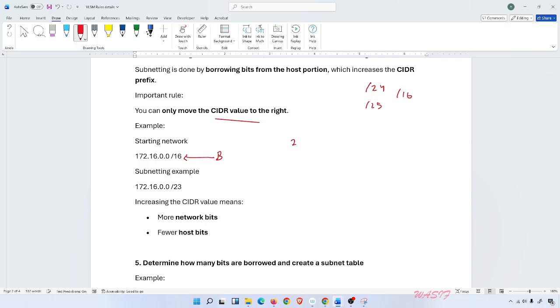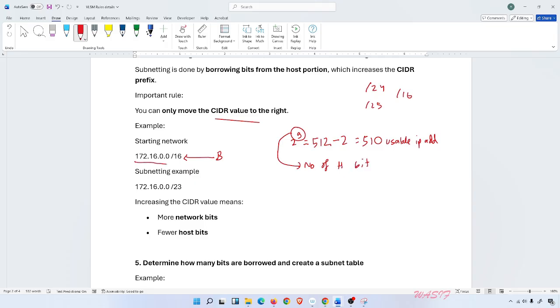Look at this very carefully. If I do 2 to the power 9, then I will get 512 IP addresses. And if I subtract 2, then I will get 510 usable IP addresses. What is this 2 to the power 9? It is the number of host bits. So I need only 9 host bits.